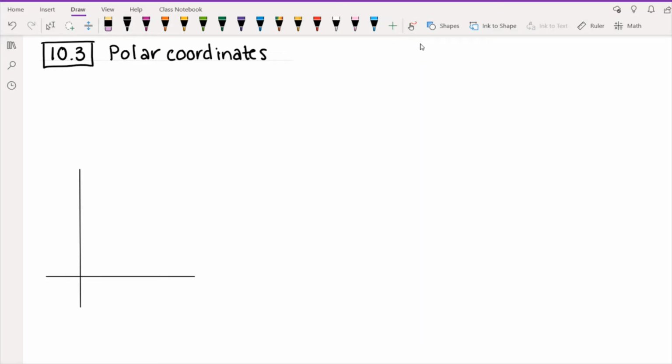Hi everyone. So in this video, we're going to be introducing polar coordinates, which are basically just another way of describing points in a plane. So instead of describing points with an x coordinate and a y coordinate, instead we'll be using a different coordinate system called polar coordinates. So we'll talk about how to actually graph points using polar coordinates, as well as graphing actual curves. So this is a topic that you should have learned about in your pre-calculus class.